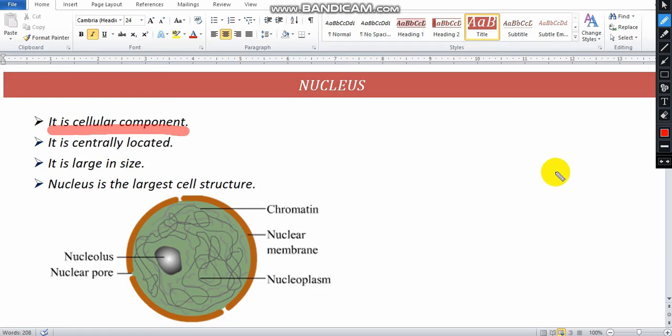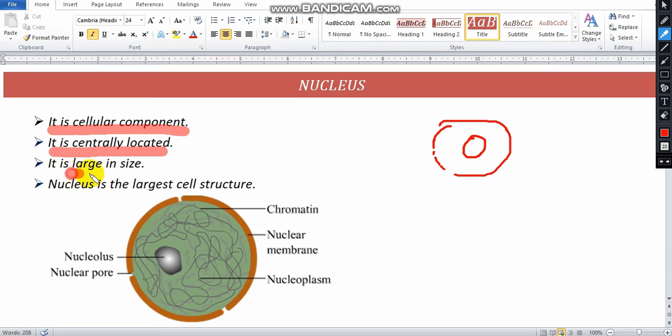Next, it is centrally located. Suppose this is a cell. In this cell, the nucleus is present always in the center. That's why it is called centrally located in the cell. But in the case of a plant cell, we discussed in our last video that it is placed aside of the cell because the vacuole is very large in a plant cell, so it takes more place. That's why it is placed aside in a plant cell. But in many cells, the nucleus is present in the center, so it is centrally located.